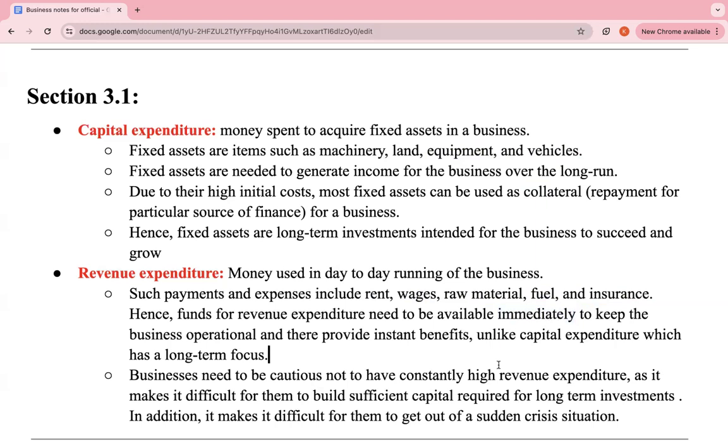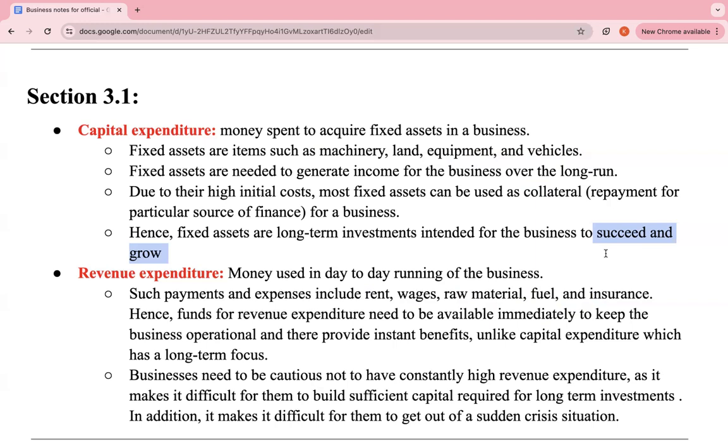Businesses need to be cautious not to have constantly high revenue expenditure, as it makes it difficult for them to build sufficient capital required for long-term investments. They need revenue expenditure for the day-to-day payments, but they shouldn't have excessive revenue expenditure because it doesn't generate anything back. Capital expenditure, like we said, is needed for success and growth. Revenue expenditure does not provide success and growth. However, it does to a certain extent, but that's not its main point. What it does is facilitate the way the business functions and works.